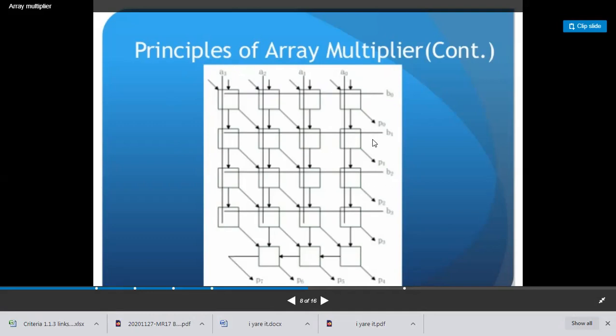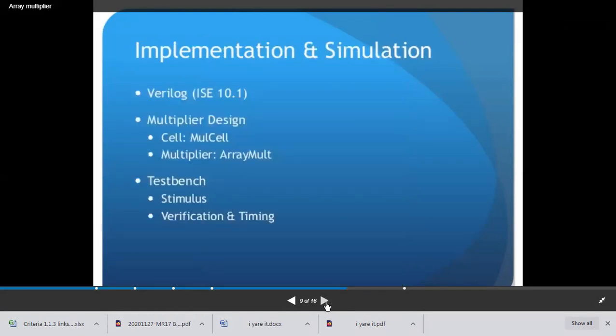Okay, p naught, p1, p2, p3, p4, p5, p6, p7 are the product terms. A naught, a1, a2, a3 are the first multiplicand, and b naught, b1, b2, b3 are the multiplier. Okay, this is a simple logic diagram of the array multiplier. Using Verilog, we can design these things. I think in the laboratory you have the serial in, parallel out and parallel in, serial out. The basic logics of these will be utilized in the VLSI code.